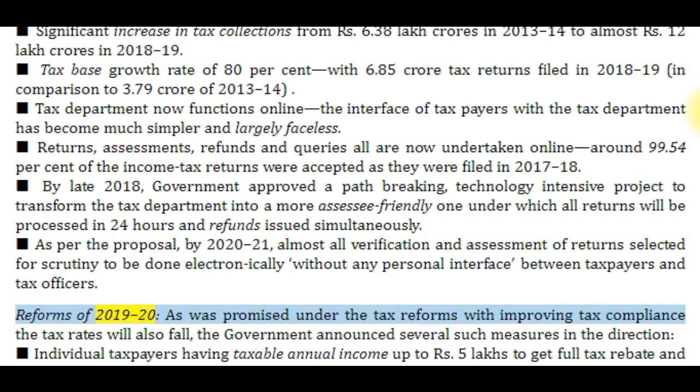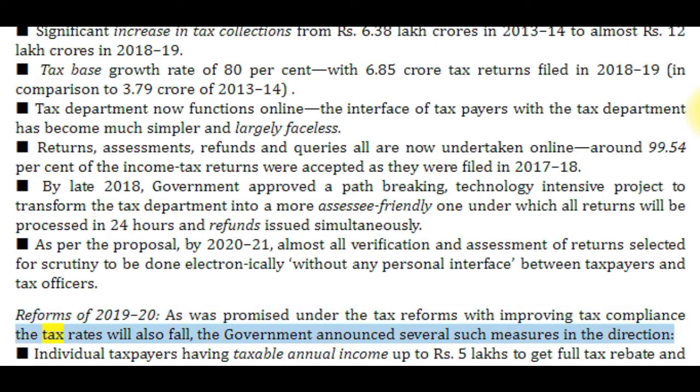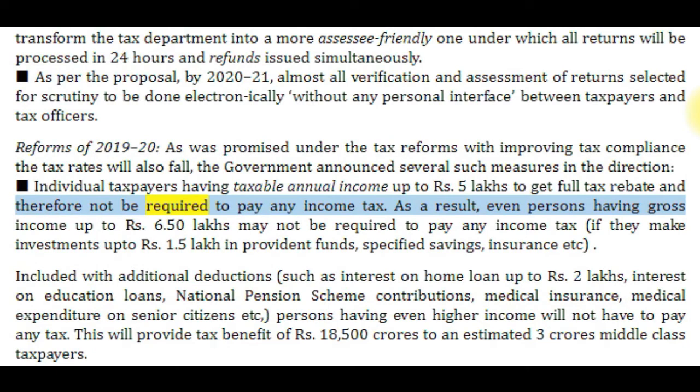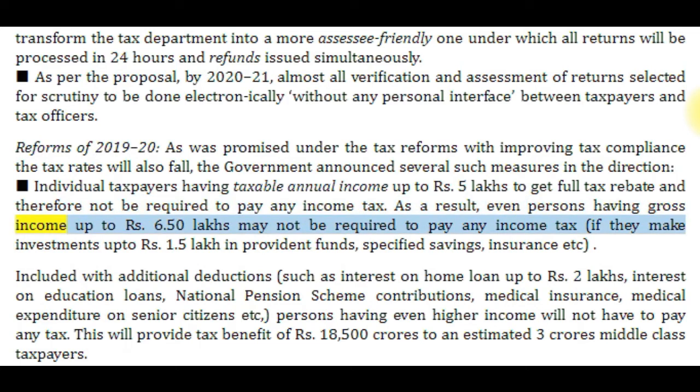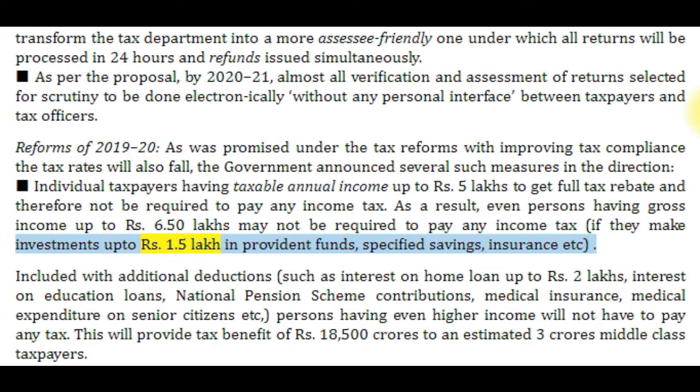Reforms of 2019-20. As was promised under the tax reforms, with improving tax compliance, the tax rates will also fall. The government announced several such measures in this direction. Individual taxpayers having taxable annual income up to 5 lakh rupees get a full tax rebate and therefore will not be required to pay any income tax. As a result, even persons having gross income up to 6.50 lakh rupees may not be required to pay any income tax if they make investments up to 1.5 lakh rupees in provident funds, specified savings, insurance, etc.